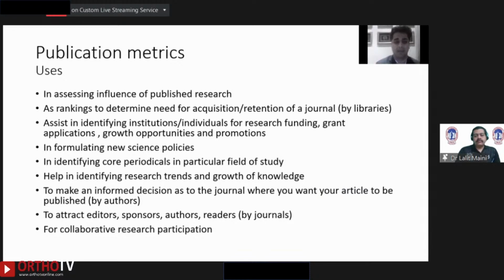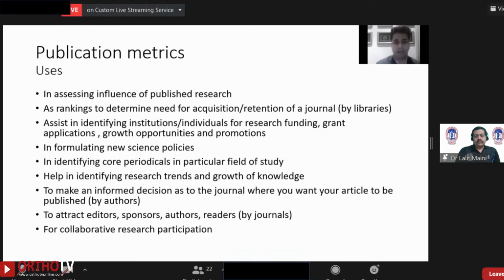How really effective is your research? Also, you can use it to rank journals, to rank different authors, different scientific organizations according to their journals, to assist the identifying of institutions and individuals for research funding, for grant applications, for growth opportunities, for promotions. In formulating new science policies, you need to take care of what the metrics are of that time.